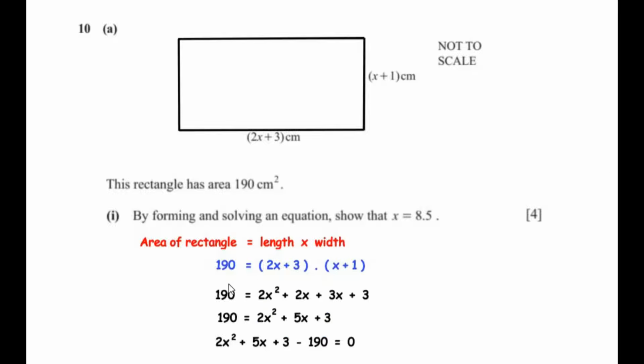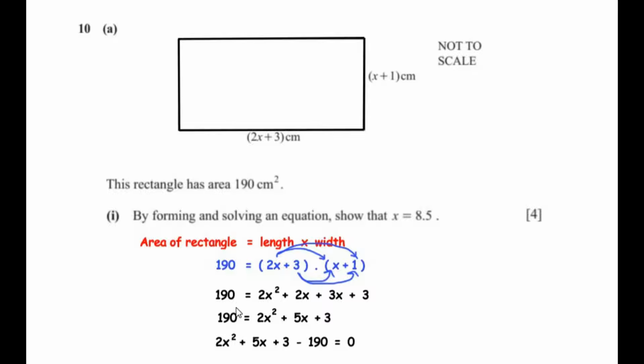So here the left hand side remains the same, equal to, now 2x multiplies with x giving us 2x square, 2x multiplies with positive 1 giving us positive 2x, plus 3 multiplies with x giving us plus 3x, and positive 3 multiplies with positive 1 giving us positive 3. Now this equation simplifies as 190 is equal to 2x square plus, now 2x plus 3x are like terms, so we are going to add them together giving us 5x plus 3.